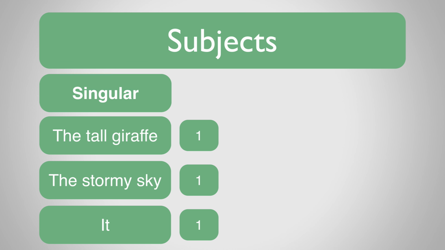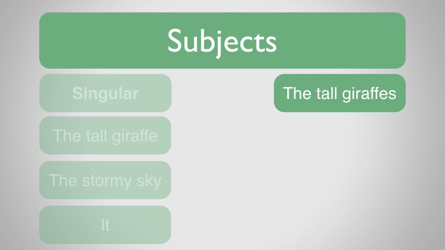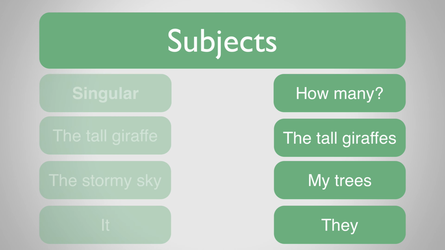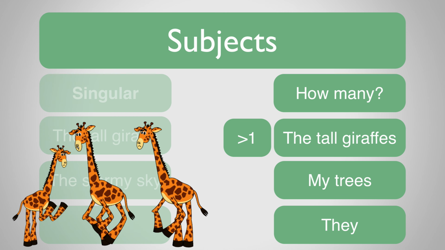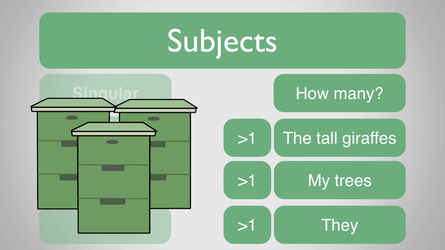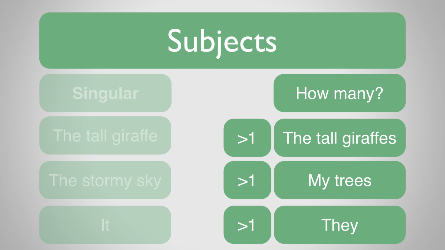Let's have a look at some more subjects. The tall giraffes, my trees, they. So how many of each subject is there now? Well, there's more than one giraffe, more than one tree, and they describes more than one thing too. So we can say that these subjects are all plural. There's more than one of them.